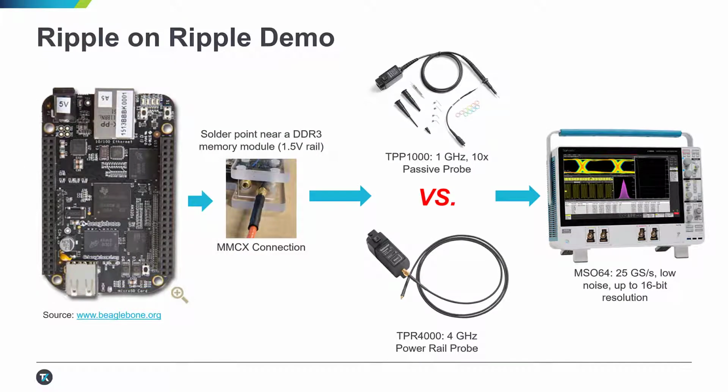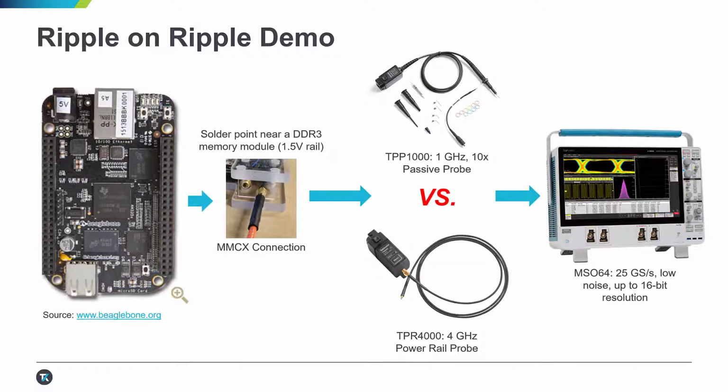All right, for the second demo that we do here, we're going to now focus more on ripple measurements. So in this case, we're still using our Beagle Black bone board that we used in the previous demo. Now we've moved our test point to the bottom right MMCX connection. That particular test connection leads to a solder point near the DDR3 memory module rail, which is a 1.5 volt rail. So we're going to be measuring the ripple that's riding on top of that DC rail.